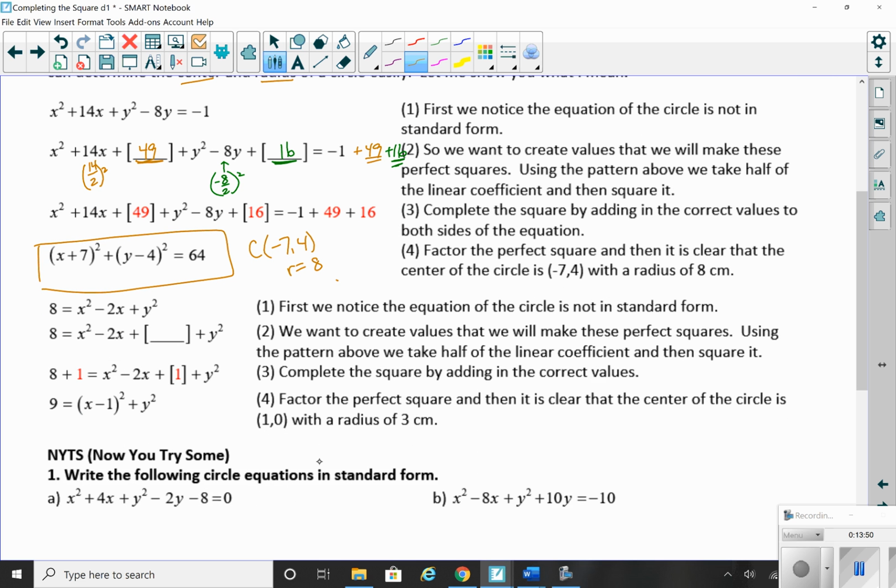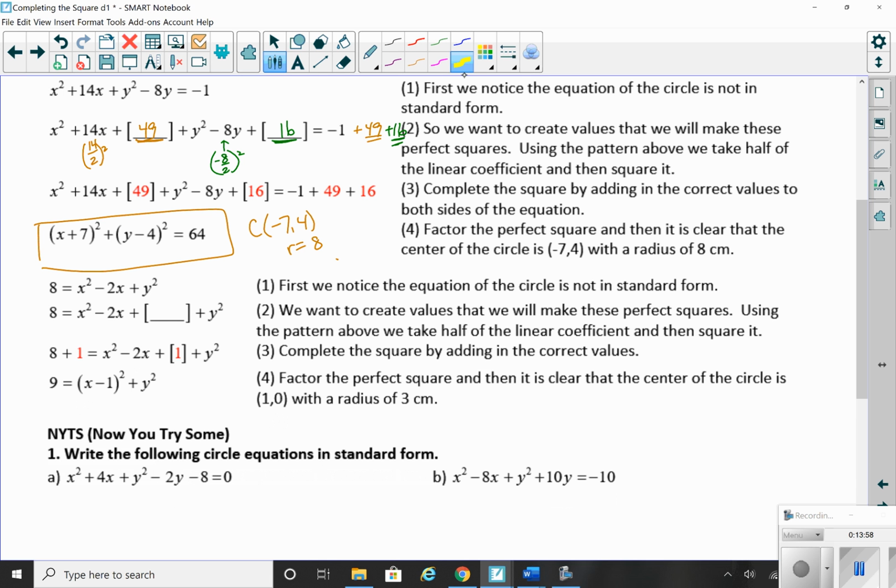In my next example, it says, first we notice the equation is not in standard form. We want to make it a standard form circle. They have already put the constant over here on the other side, so they complete the square on the x values, right? So my b value here is negative 2. Negative 2 divided by 2 is negative 1. Negative 1 squared is 1.